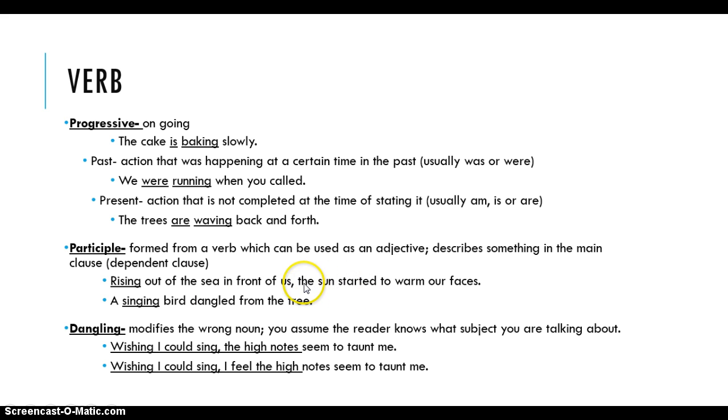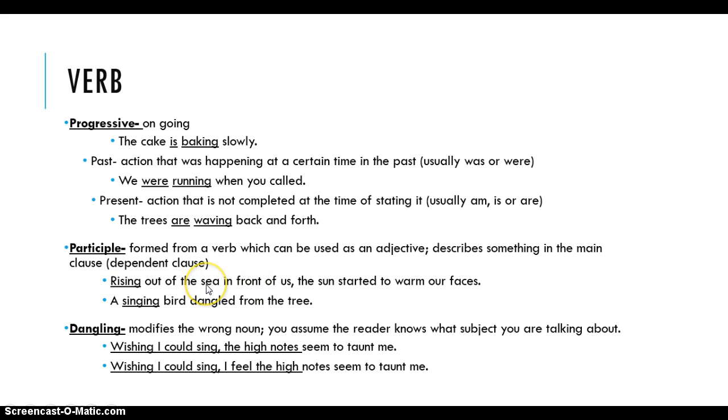If we break this down, the sun started to warm our faces. We know that that's a complete sentence, so that's going to be our independent clause. So our participle is not going to be in that clause. We need to come back over here and look at rising out of the sea in front of us.